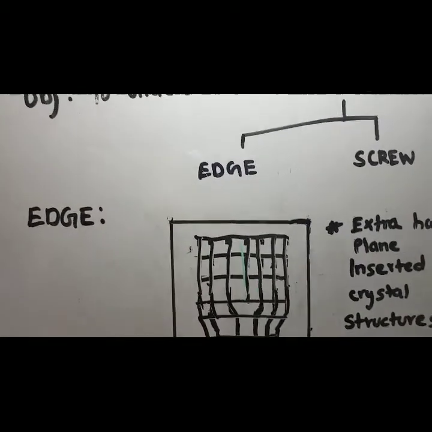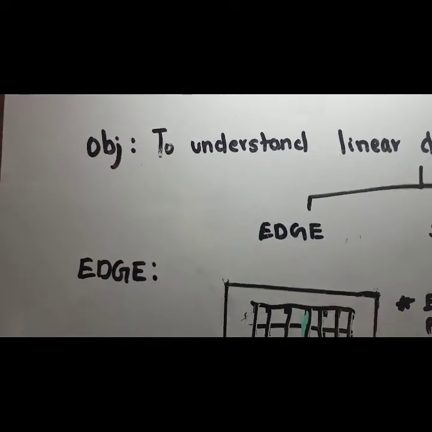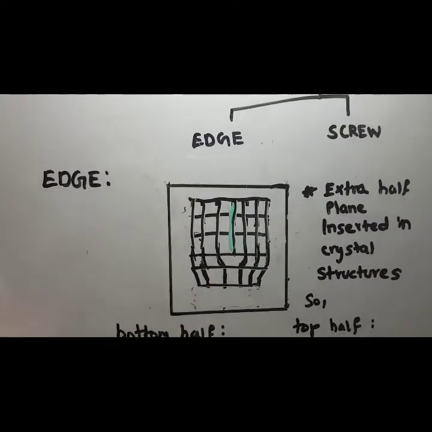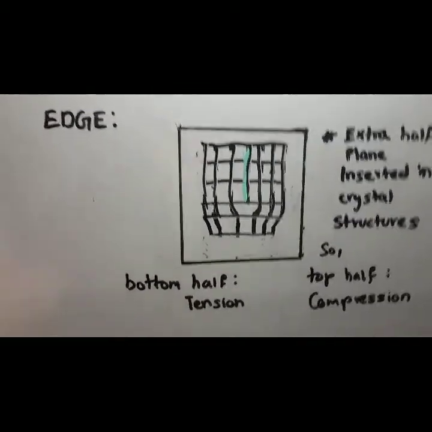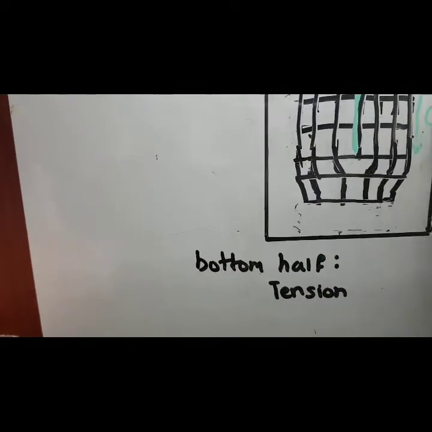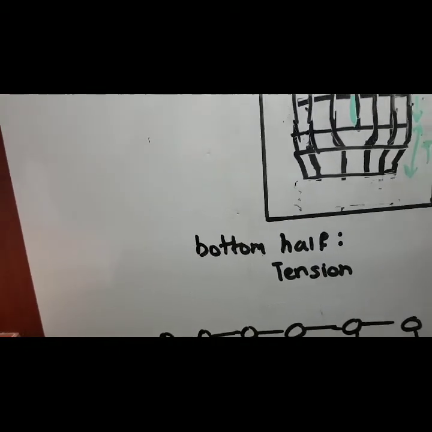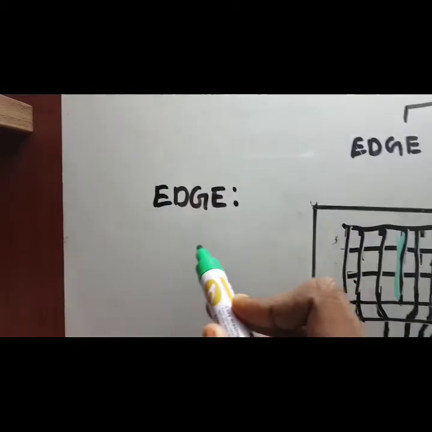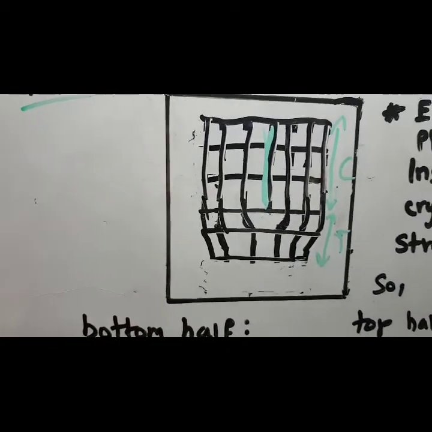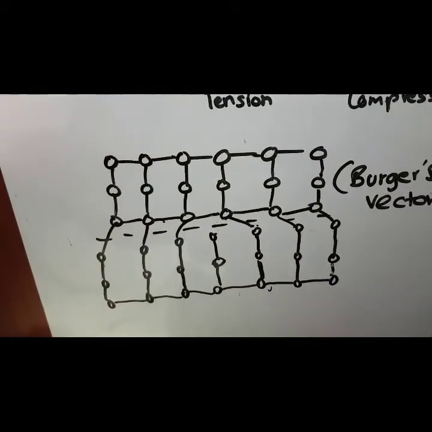So talk about edge. You can see over here there's an extra line in the top half of the diagram. Well, these extra half planes insert in the crystal structure. So top half we have a thing called compression over here, and the bottom half we have tension. So this is a type of linear defect called as edge. And this diagram is called positive dislocation, and over this diagram is called negative dislocation.